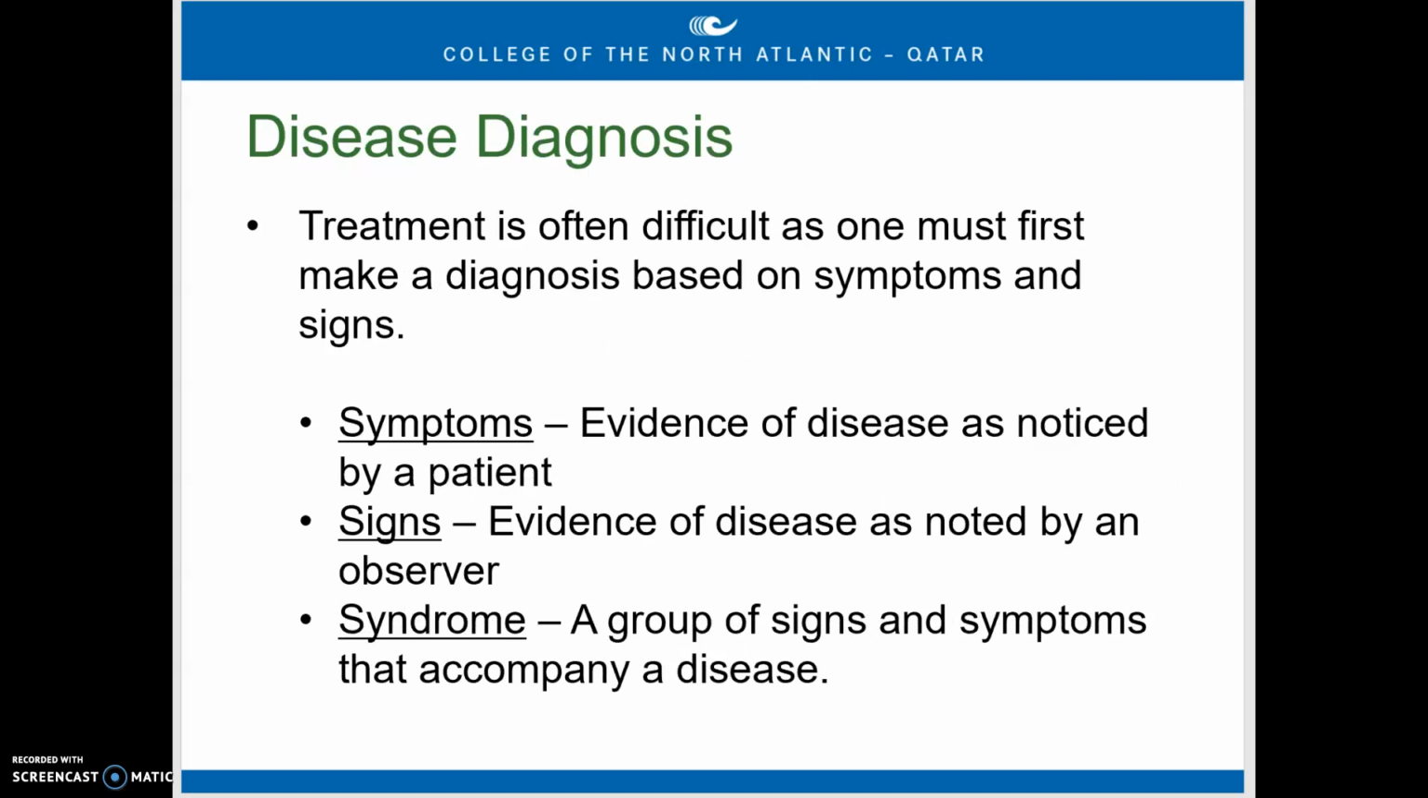Now, a disease diagnosis is important for doctors in order to identify and treat a disease. You need to diagnose it, so you need to know exactly what it is you're looking for. Doctors make a diagnosis based on the symptoms and the signs of disease. Symptoms are the evidence of disease that's noticed by the patient. So when you go to the doctor and they ask you how you feel and you answer those questions, that's symptoms. They're getting information from you about the symptoms of that disease.